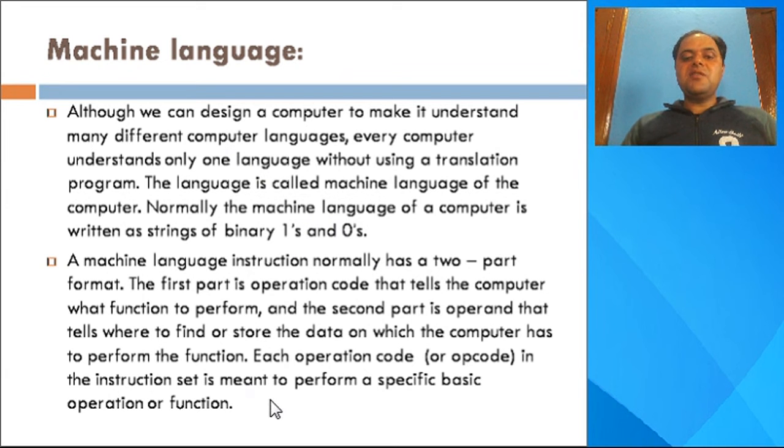A machine language instruction normally has a two-part format. The first part is the operation code that tells the computer what function to perform, and the second part is the operand that tells where to find or store the data on which the computer performs the function. So a machine language instruction has two parts: first is the operation code, or opcode, and second is the operand. Each opcode in the instruction set is meant to perform a specific basic operation or function.